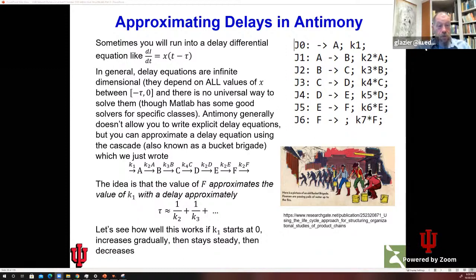Antimony, for better or worse, takes the strategy that since it can't solve arbitrary delay equations, it won't solve delay equations. And that makes life a little bit awkward if somebody has a project paper which has a delay in it. And if you look at people like Alan Perelson's papers, he writes very simple equations with delays. And they're not so simple because of those delays. And so one way you can deal with this is an approximation. It's not a very good one, but it works okay.